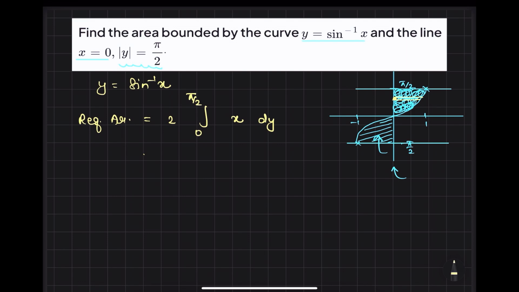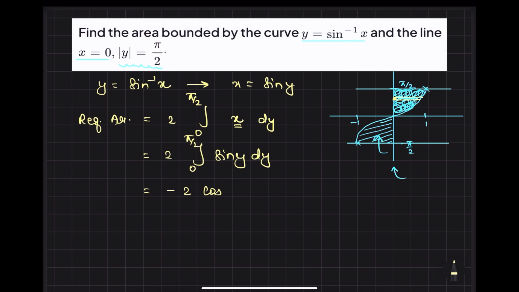Now let's proceed. It is 2 times the integration from 0 to pi by 2. Who is x? If y equals sine inverse x, then x will be sine y. So this is our sine y dy. Now we are almost done. What is the integration of sine y? It is minus cos y, so we get minus 2 cos y.